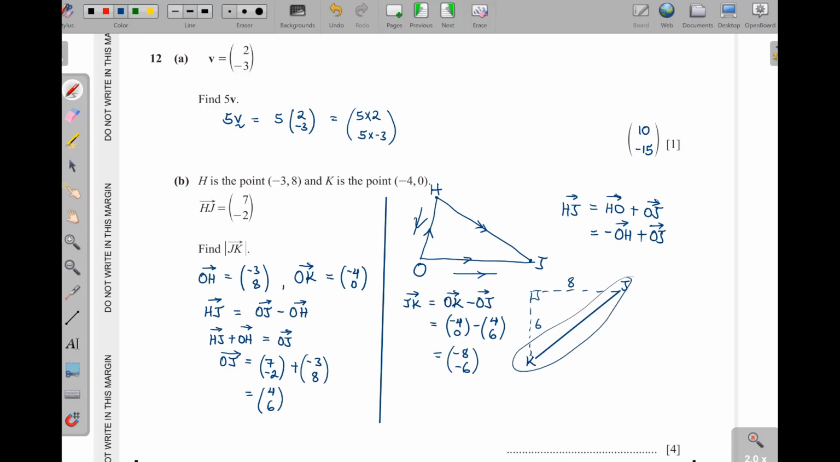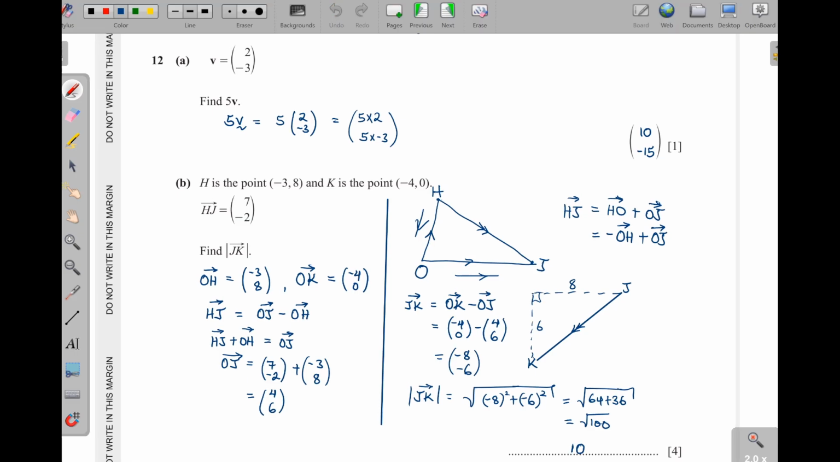That means for us to get JK, we are going to use Pythagoras theorem. So therefore, the magnitude of JK is going to be the square root, because you get this squared plus this squared, then is equal to this squared. But we need this one here, so we take the square root. Okay, so this one is going to be negative 8 squared, then plus negative 6 squared. And what do we see here? 64 plus 36, which is root of 100. And this one gives us a 10. So this has been it for this first part of the paper.